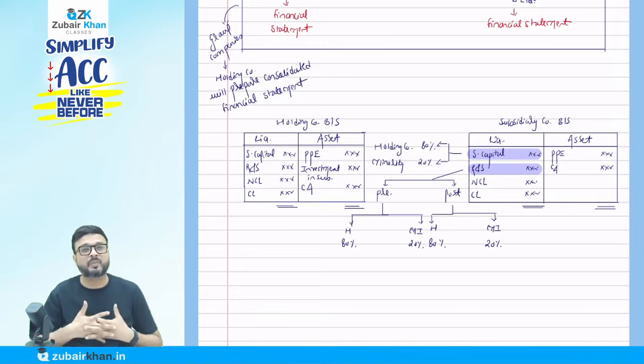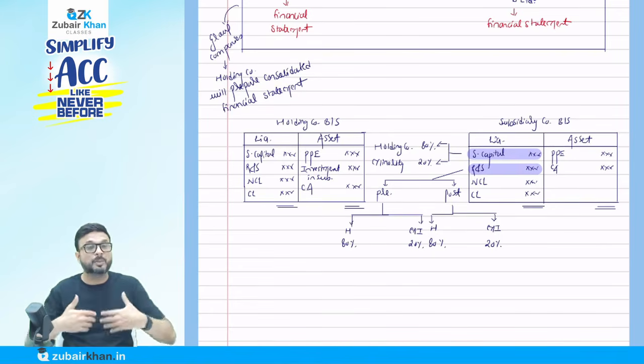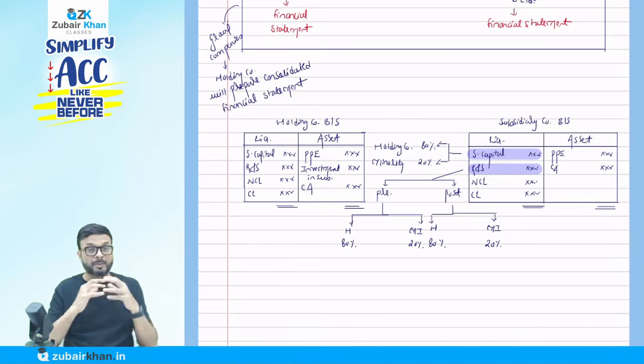So you will tell me, sir, why did the need for it? Let me tell you one by one. First, let's talk about only the minority interest here. Because when we prepare the consolidated balance sheet, it's easy to merge the asset, liability, everything. I will just merge, combine it, and write it down in the consolidated balance sheet.